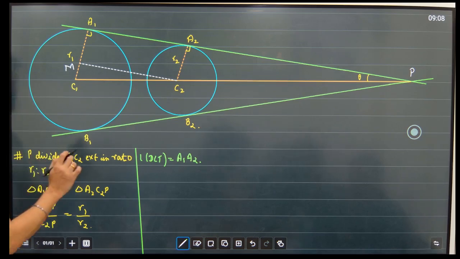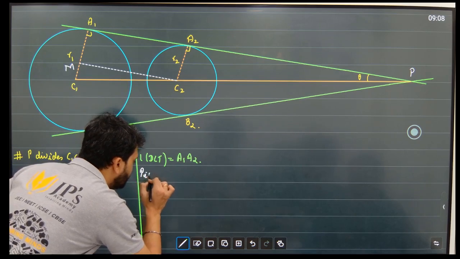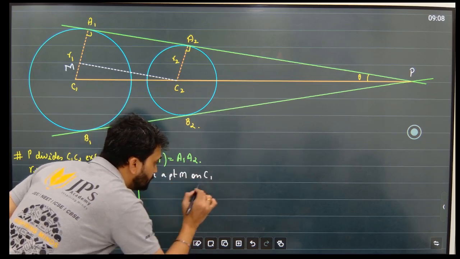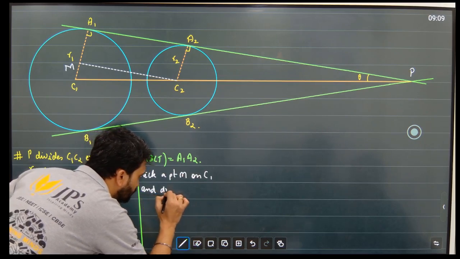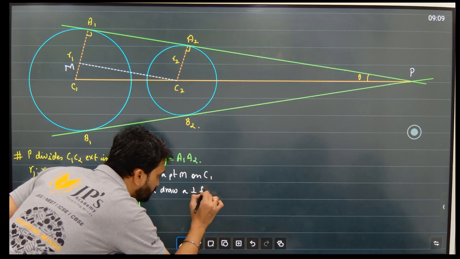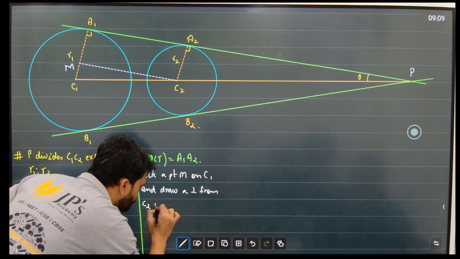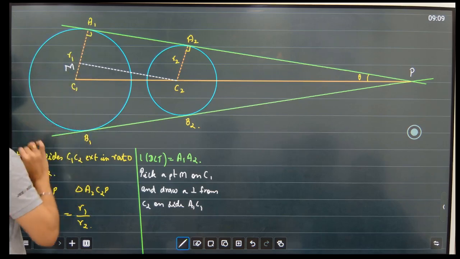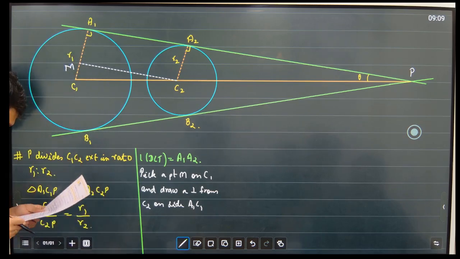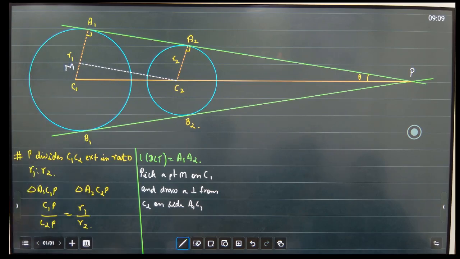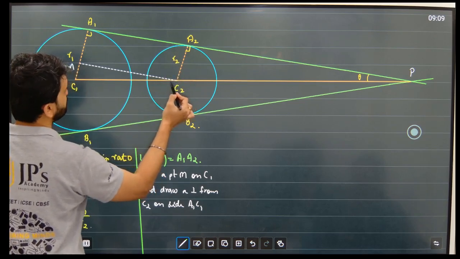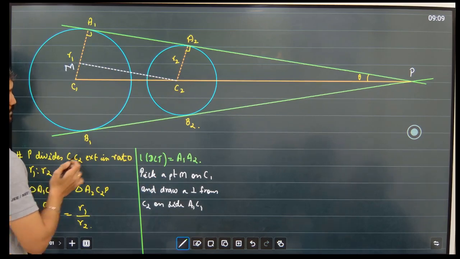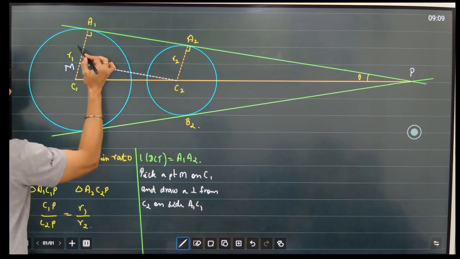Okay. So what I have done is pick a point M on circle 1 and draw a perpendicular from C2 on side A1 C1. So it has formed a rectangle. Now if I ask you कि A2 C2 is parallel to A1 M, is this correct? A2 C2 is parallel to A1 M.